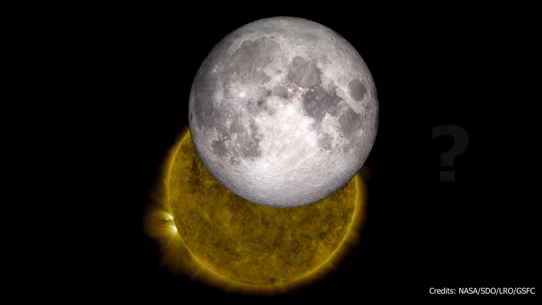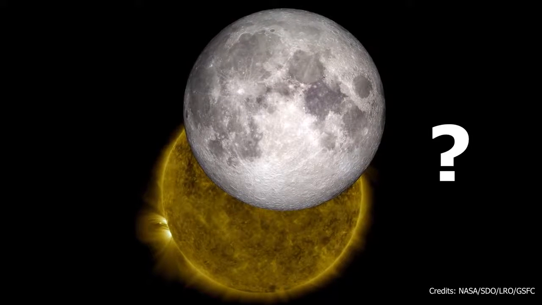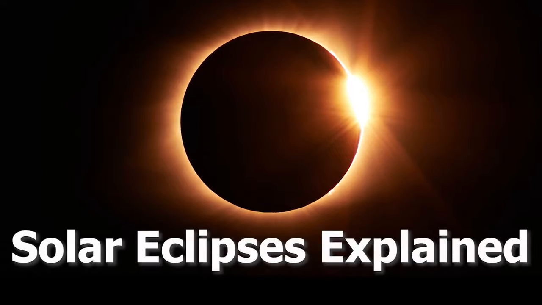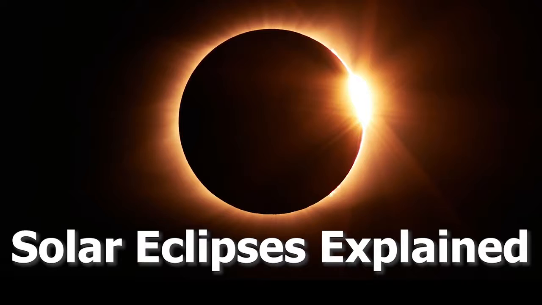Why do the sun and the moon have the same size when viewed from Earth? How do solar eclipses happen? What types of solar eclipses are there? In this video, we'll briefly explain the solar eclipse phenomenon.